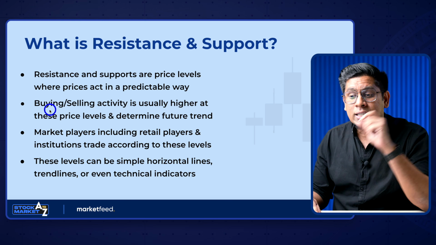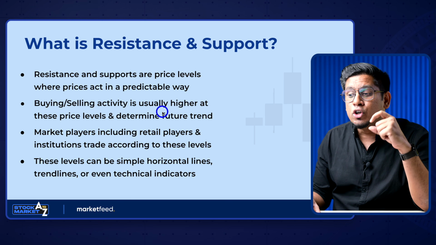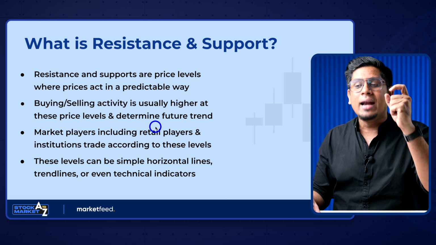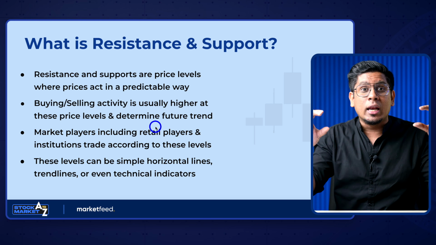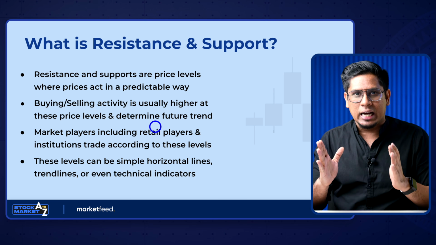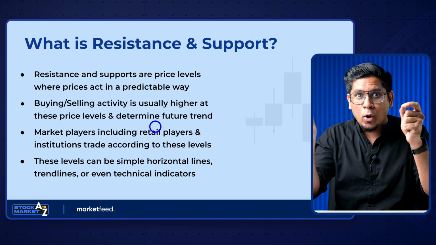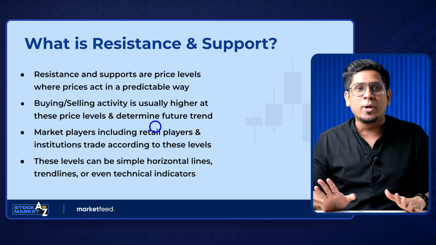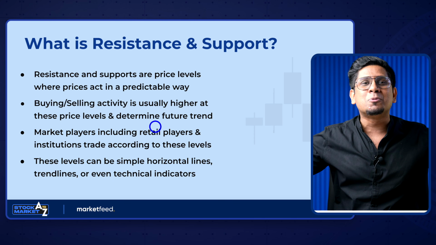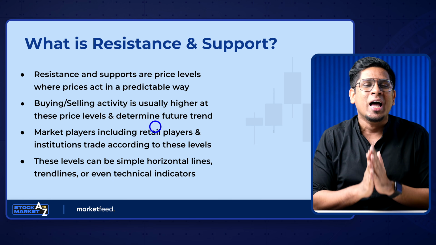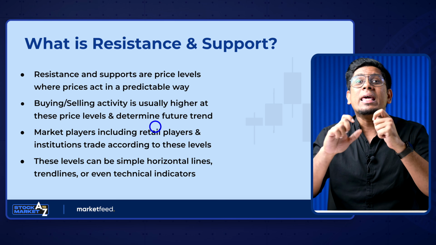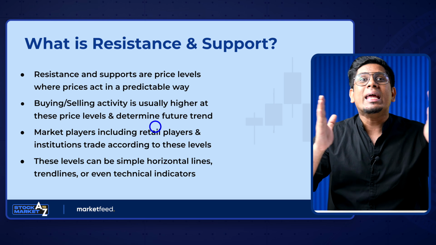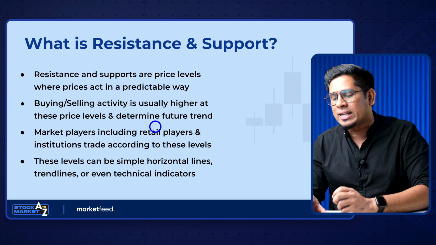The second point here is that buying or selling activity is usually higher at these price levels and determines the future trend. So these price levels are important. When I look into a chart, I see some price levels to be important. You also see those price levels to be important. All the market participants sitting across and watching that chart also understand those are important price levels. So when the stock reaches there, buying and selling happens in a more intensified manner. And that is what the second point says.